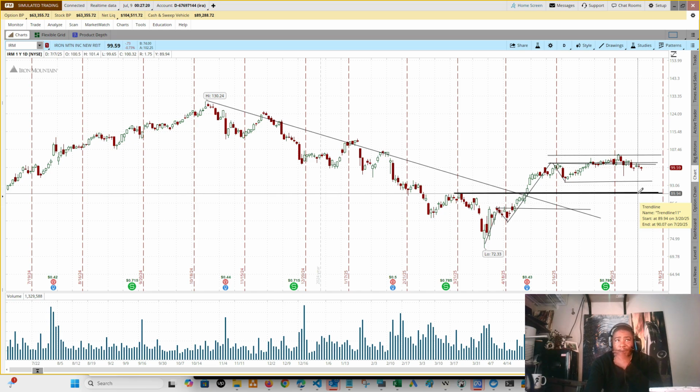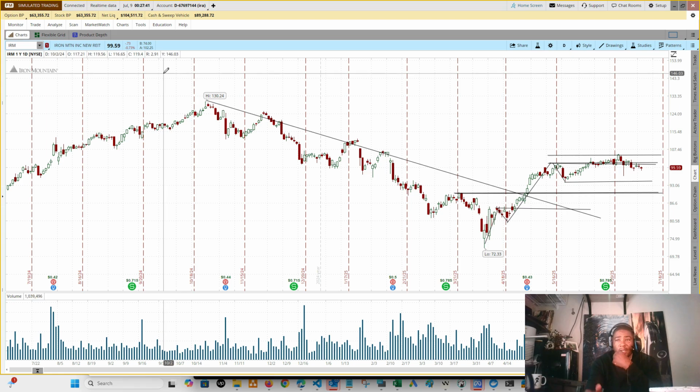for IRM. So IRM is Iron Mountain Incorporated, a REIT. So I think it's a real estate stock. So we're gonna see what kind of price I can get on that $90 for selling a put.